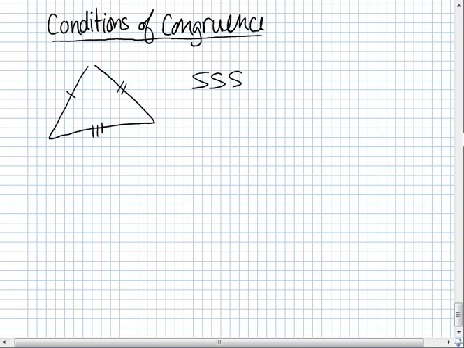But there's one other one you may not be familiar with, and I know you're going to think that I'm joking, but I'm actually being serious. That's the angle, side, side situation, where you have an angle and then the next two sides. So you only know one angle and then the two sides, but not the angle between the two sides, just next to them.